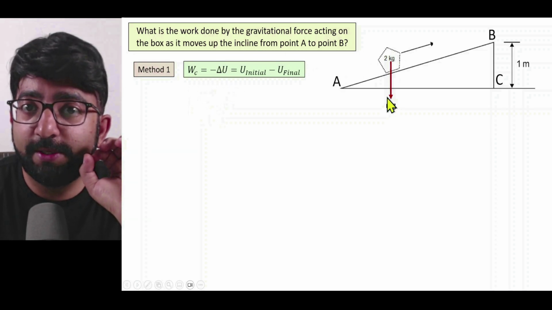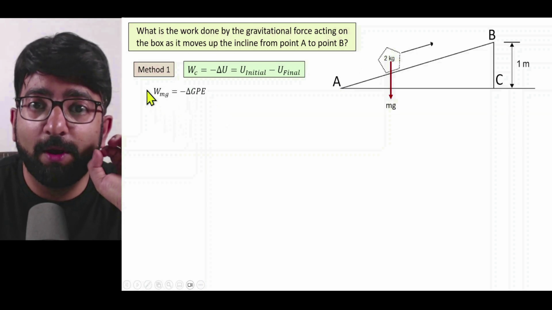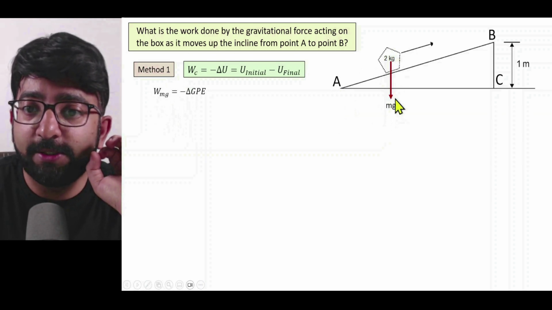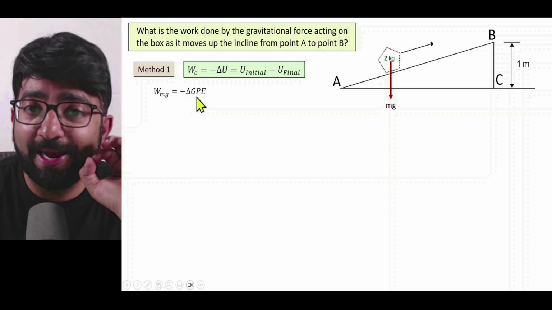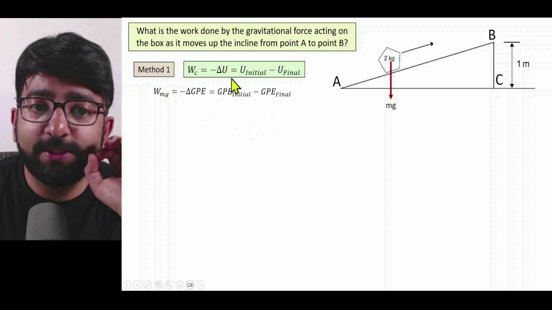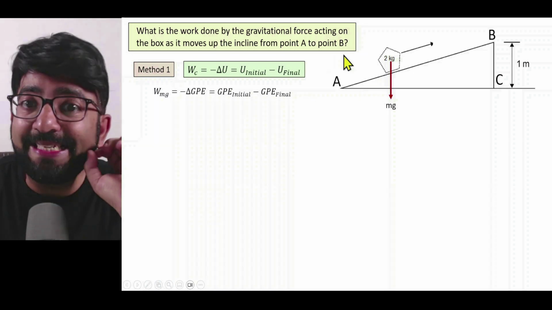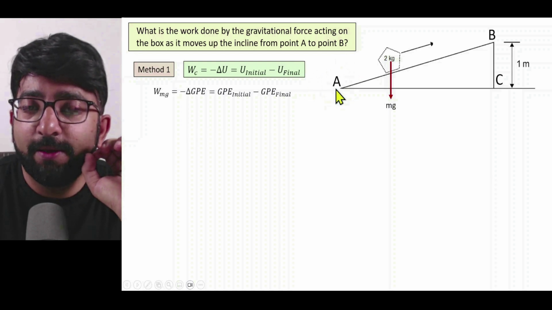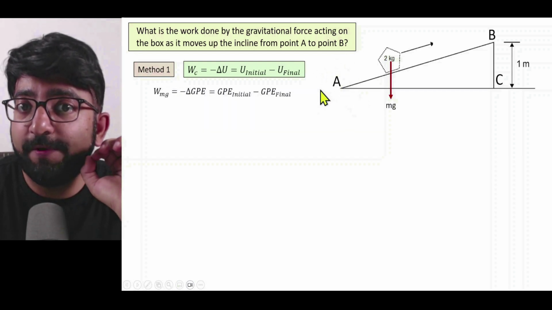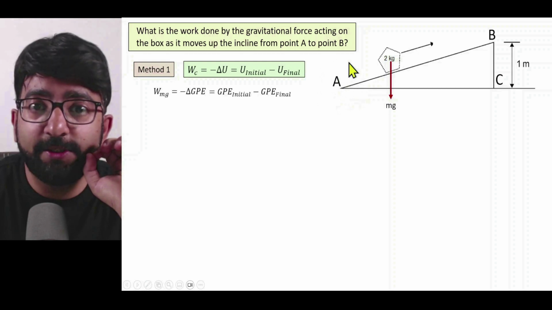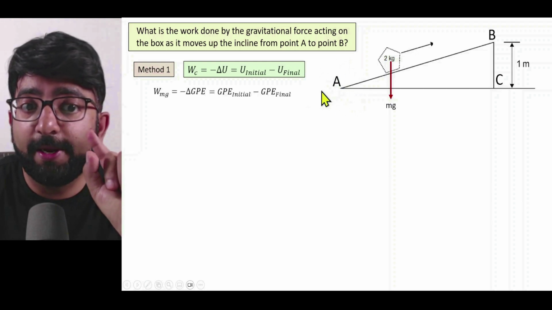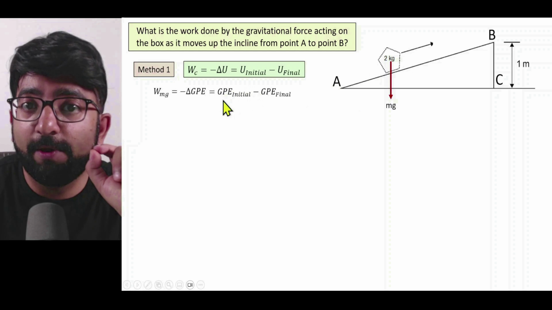In this case, the force is gravitational, so we will write down the formula: work done by this gravitational force, mg, will be equal to the negative of the change in the gravitational potential energy, which can then be written as GPE initial minus GPE final. Initially, the box is at point A, and since point A is on the ground, we can assume the gravitational potential energy of the box at point A to be 0. So initial GPE will be 0.